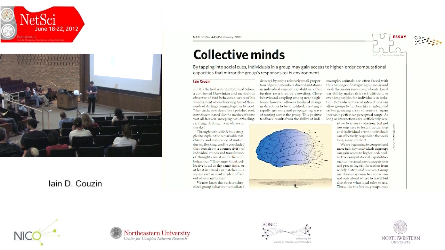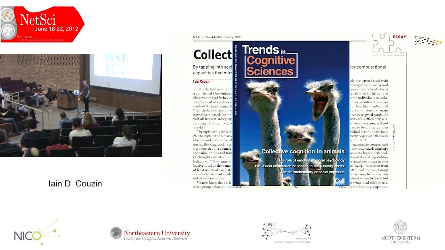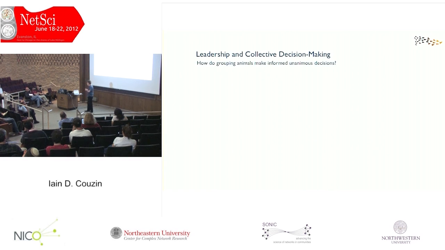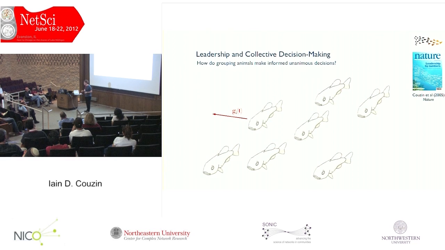And so again, what I'm really fascinated about is, can we think of animal groups as being some sort of collective mind? Can there be some sort of collective memory or collective intelligence that emerges from these types of interactions, or collective cognition? And so to start looking at that, I wanted to investigate leadership and decision-making and ask, how do grouping animals make informed, unanimous decisions?